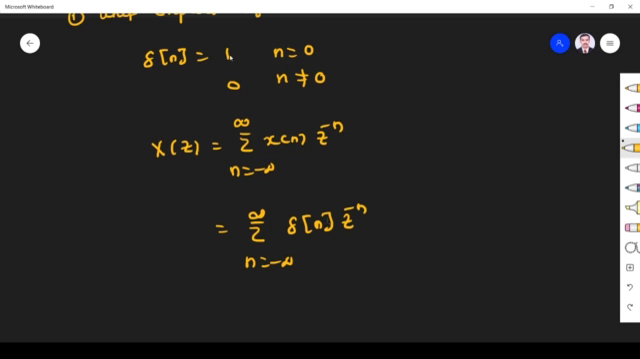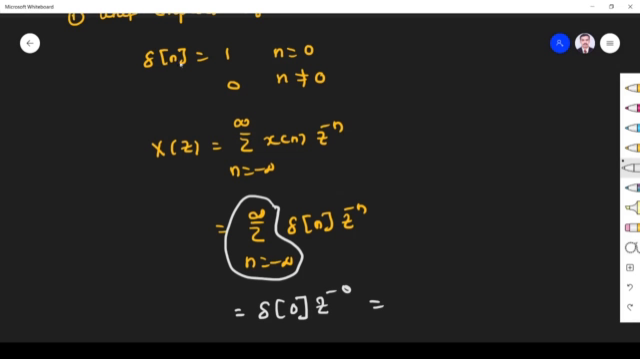We see del of n exists only at n equal to 0. For all other values it is not existing. So even though my limit varies from n equal to minus infinity to plus infinity, del of n is 0 everywhere except n equal to 0. So I don't need to find x of z for all other values because it is 0. I take only n equal to 0: del of 0 and z power minus 0.